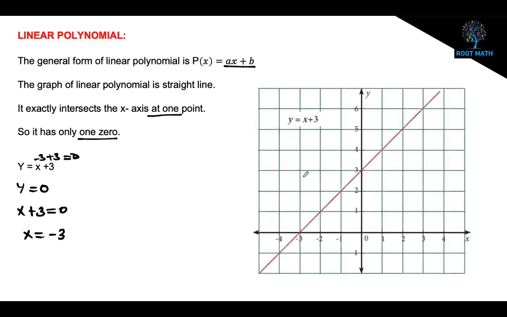You can see in the graph, the linear polynomial makes a straight line and it intersects the x-axis at negative 3. So the zeros of the polynomial can be identified from the graph by looking at where the graph intersects the x-axis. Here the straight line intersects at only one point, negative 3, and that is the zero of the polynomial. Next we are going to the quadratic polynomial.